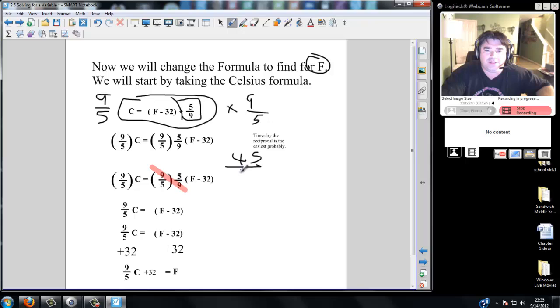And 5 times 9 is 45. And anything divided by itself is 1, so all this just becomes 1. And anything times 1 is itself anyway, so it basically goes away. Now, we finally have F minus 32.